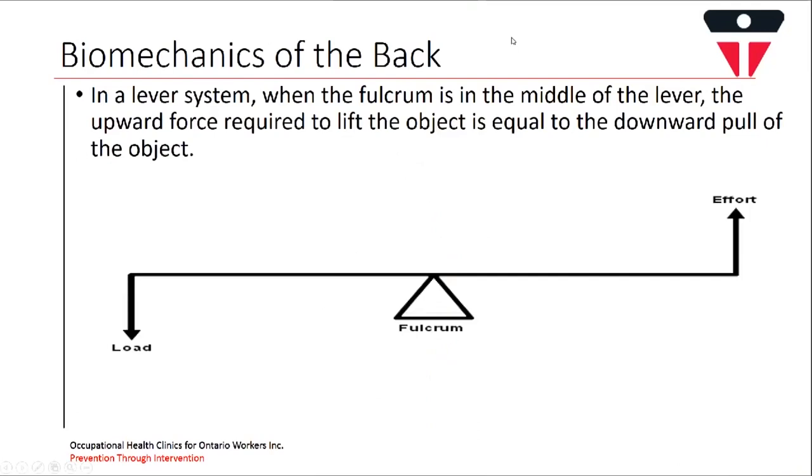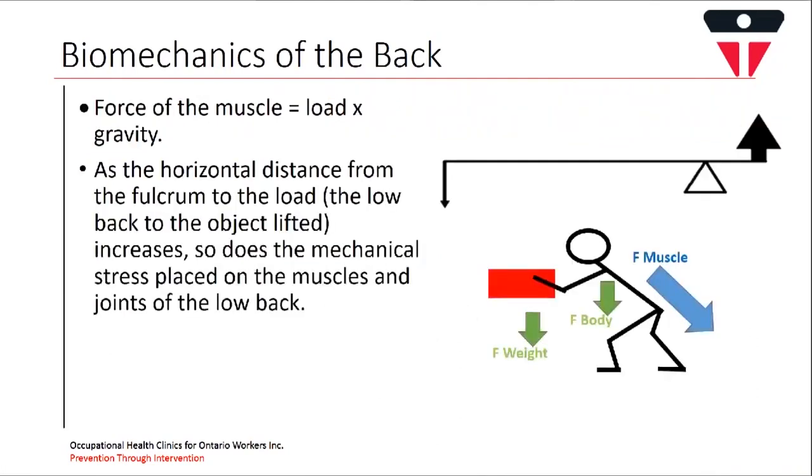The biomechanics of the back work like a lever system. The fulcrum is in the middle of the lever. The upward force required to lift the object is equal to the downward pull of the object itself. At the back, the fulcrum is actually offset from the middle.